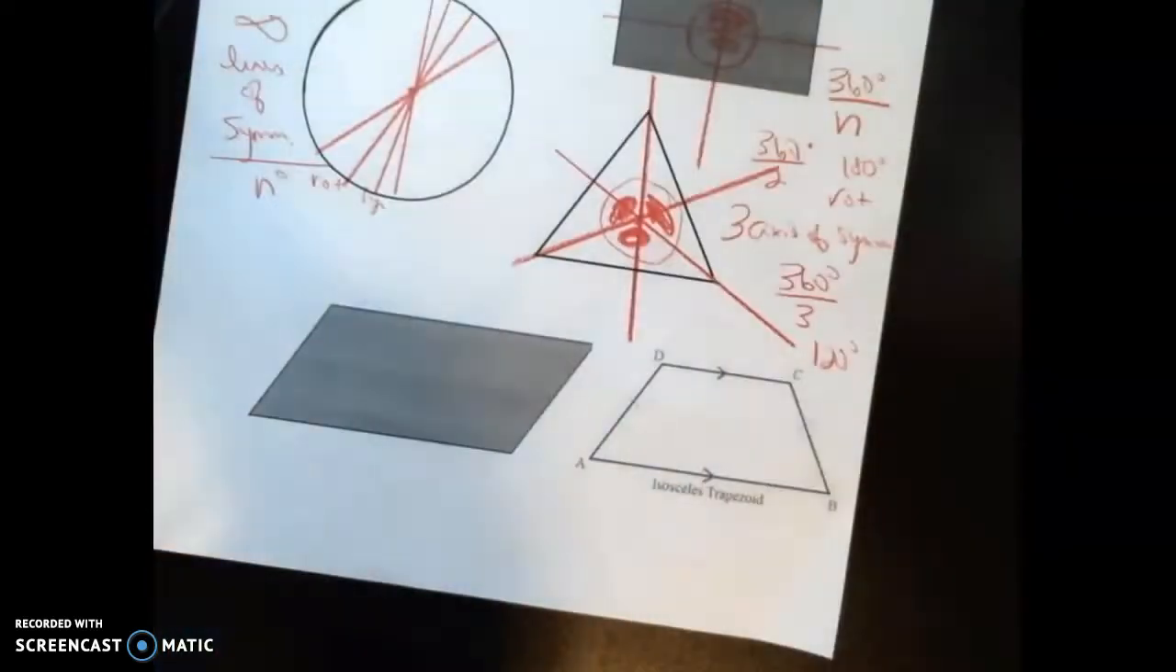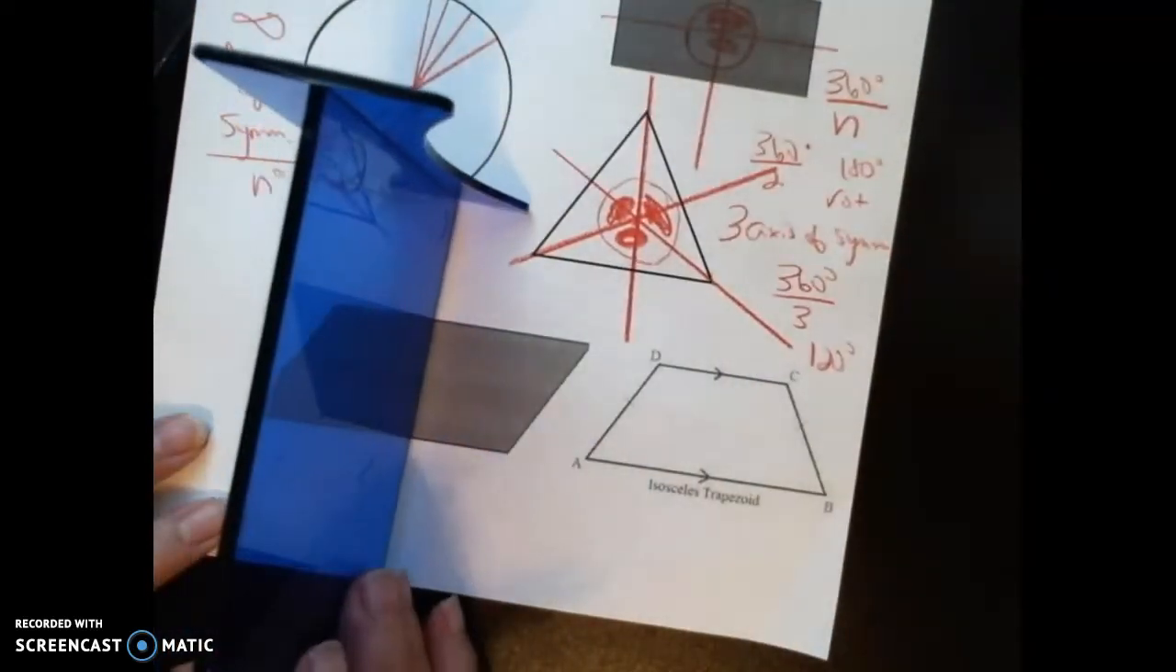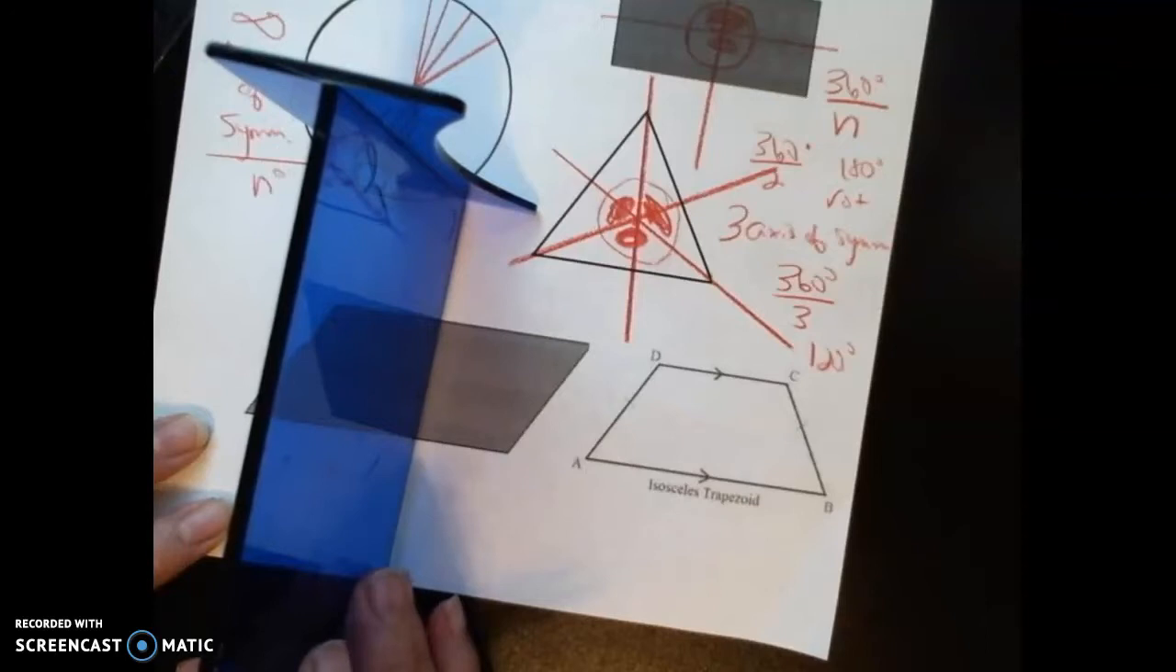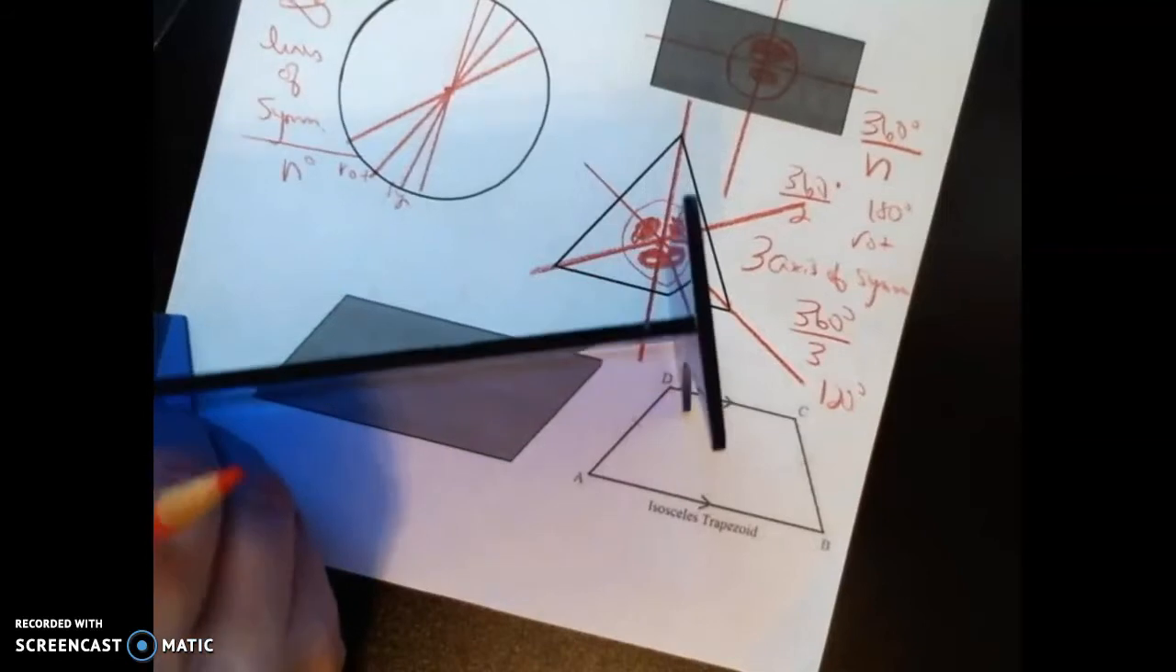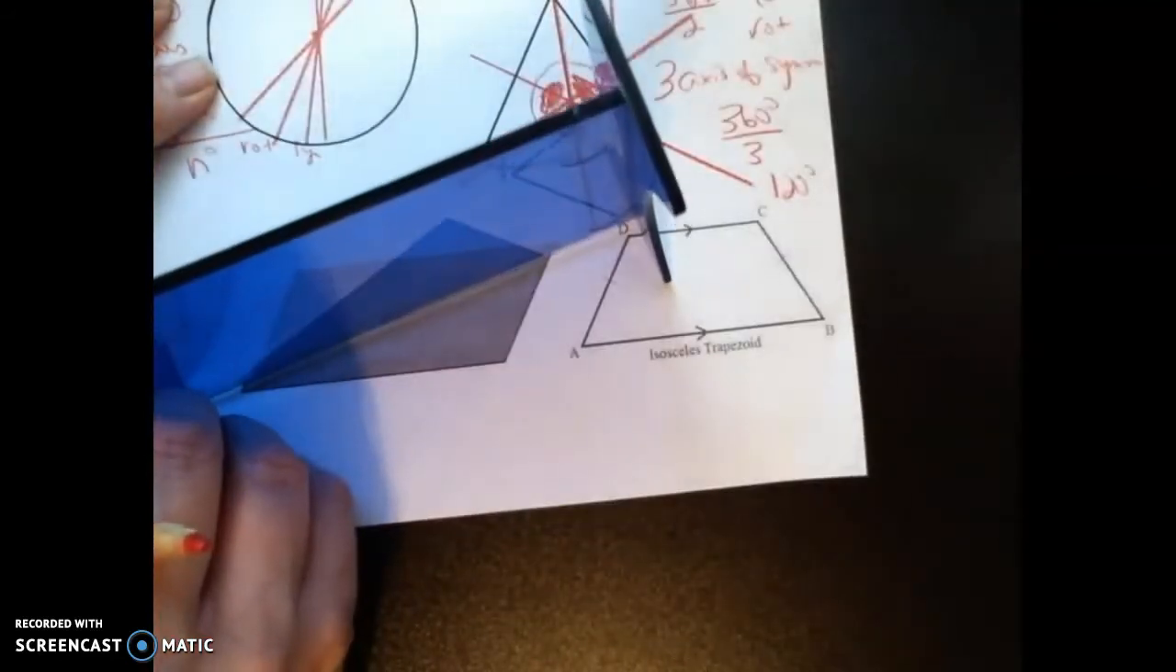This guy has no lines of symmetry. And again, you can see if you go here, it goes outside the shape. I don't know if you guys can see that direction. You can see on the diagonal, maybe if I tilt my paper a little bit and tilt my mirror, it doesn't work there. And I can't remember.